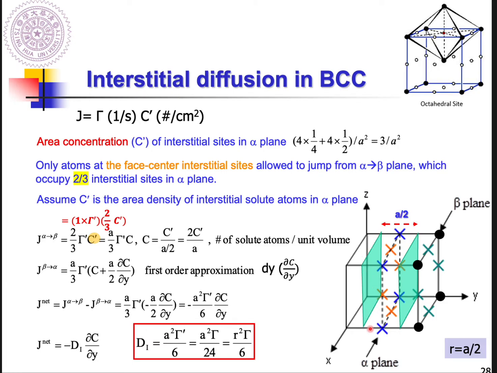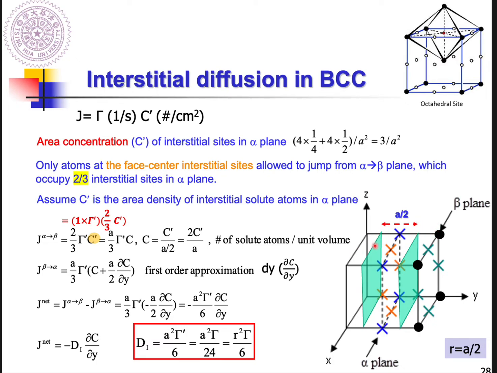Because within this small volume, there are no more or additional interstitial sites. Some people probably would say, oh, if you increase the A/2 and enlarge it to this, but there are other interstitial sites here, so you are not going to do that.